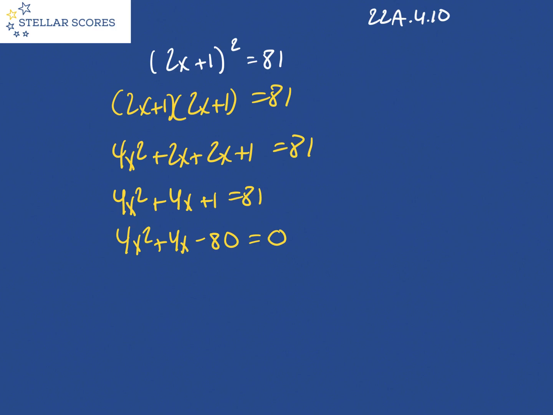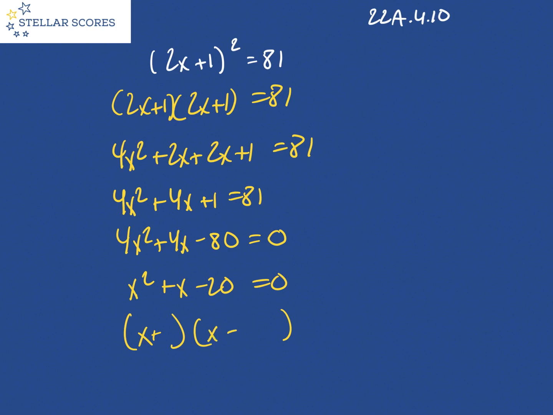Okay. Now can I factor it out? Let me get rid of that 4, so it's just going to be easier to work with. So if I divide everything by 4, I'm going to get x squared plus x minus 20 is equal to 0. Now, let's see, I think 4 and 5 multiply together to get 20. I need plus 1 and minus 1, right?